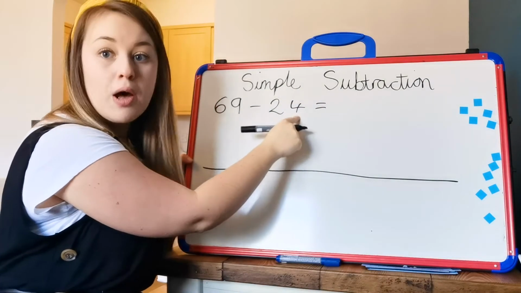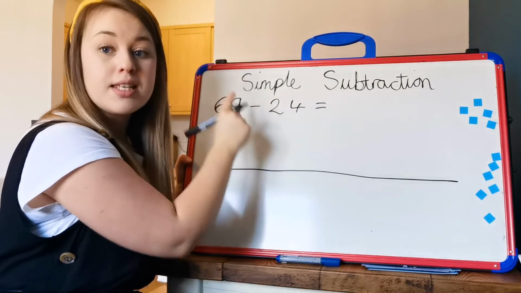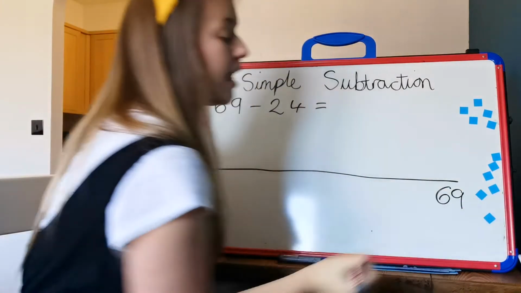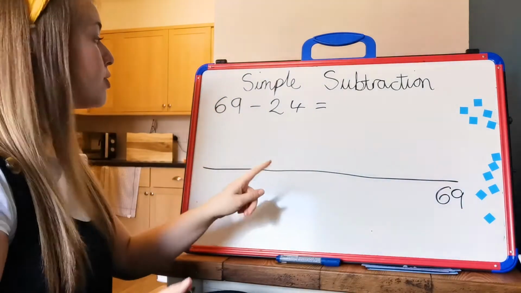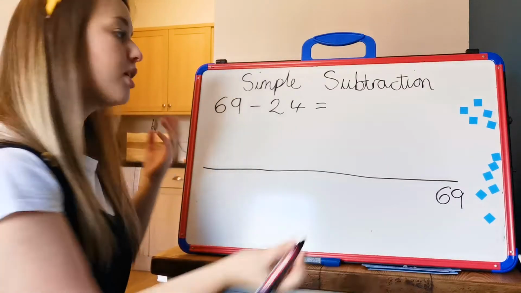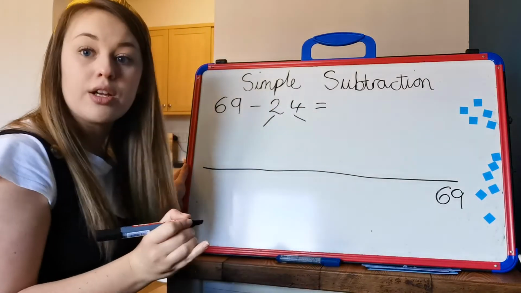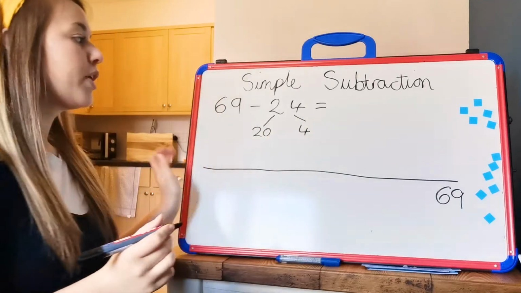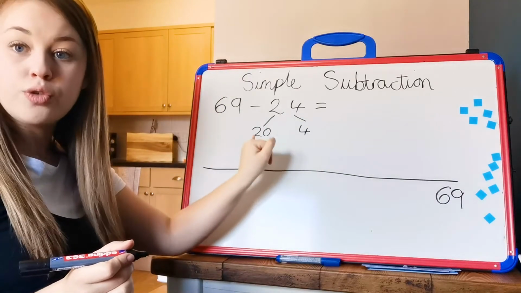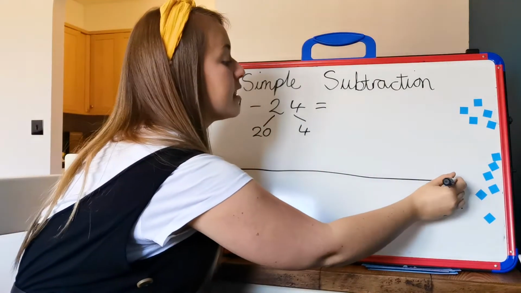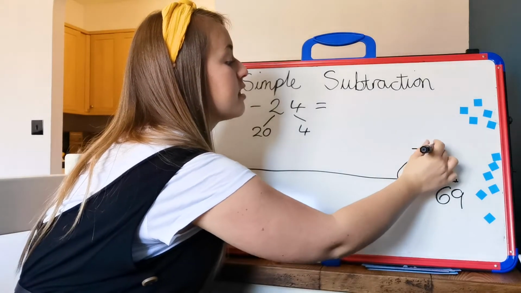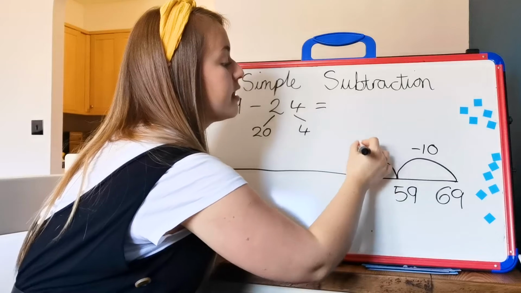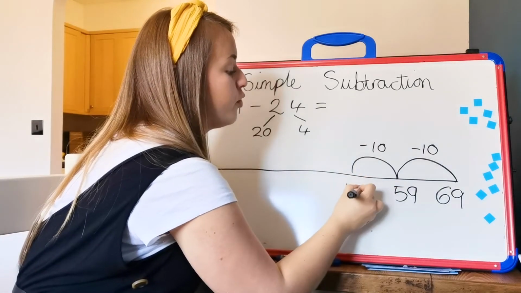Again, I'm not surpassing my ones because this is simple subtraction. So I'm going to start with 69 here, and then I need to take away my 24. Just like we did with addition, I'm going to partition this into 20 and then this into 4. So this tells me I need to take 2 tens away. So from 69, take 2 tens, 1 ten gives me 59, and then another 10 gives me 49.